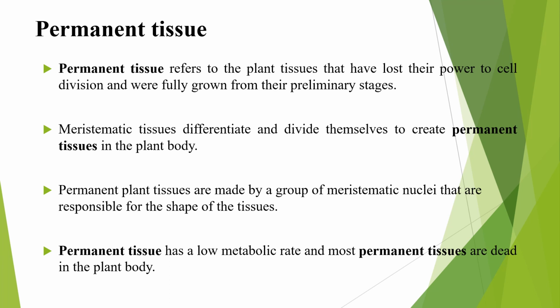Then meristematic tissue differentiates again and again. They divide, redivide, they differentiate. They divide to form or create permanent tissue in the plant body. Permanent tissues are made by a group of meristematic nuclei that are responsible for the shape of the tissue. Permanent tissue has a low metabolic rate, and most permanent tissue is dead because they have lost the capability of division.